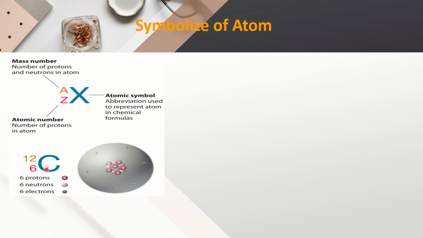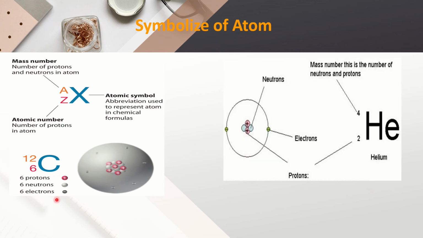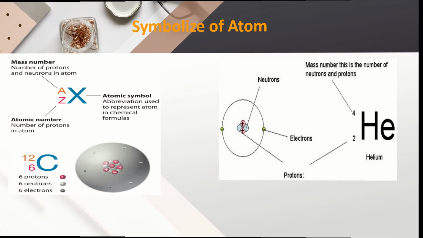For example, here carbon: its atomic number is 6 and mass number is 12. So the symbol of carbon can also be written by showing its atomic number and mass number this way. Here also helium, where its atomic number is 2 and mass number is 4.